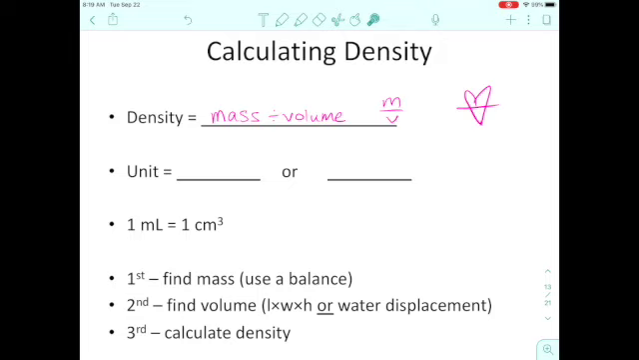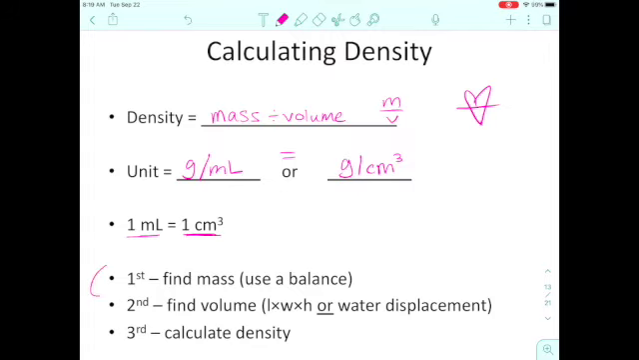So either way is fine. The units for density: the units for mass are grams, and then you divide. The units for volume are milliliters or centimeters cubed. And again, these two things are equal, so you might see them listed, and don't let that confuse you, because they mean the same thing. Remember that 1 milliliter is the same thing as a centimeter cubed. Okay, so those are the units for density.